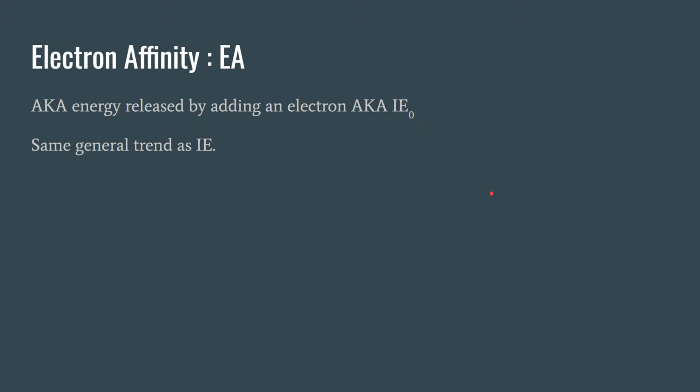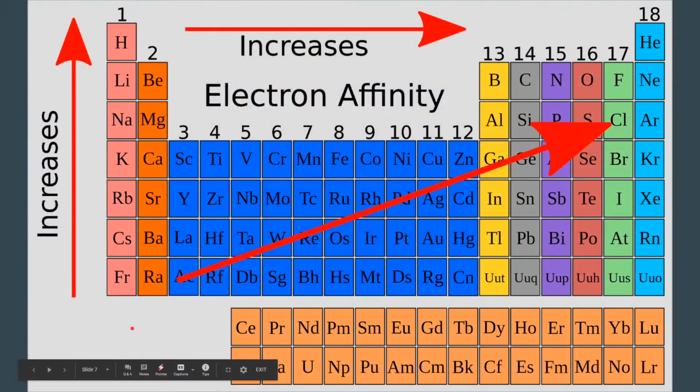And thus it has the same general trend as ionization energy. Now, fortunately, we never talk about subsequent electron affinities. We only talk about the one. So you don't have to worry about that. But electron affinity has the same general trend as ionization energy, and for the exact same reason.